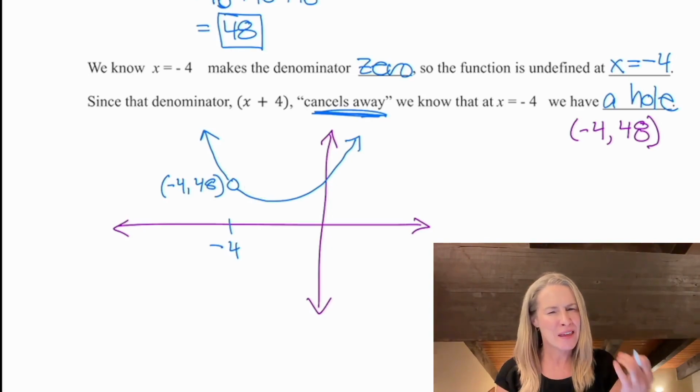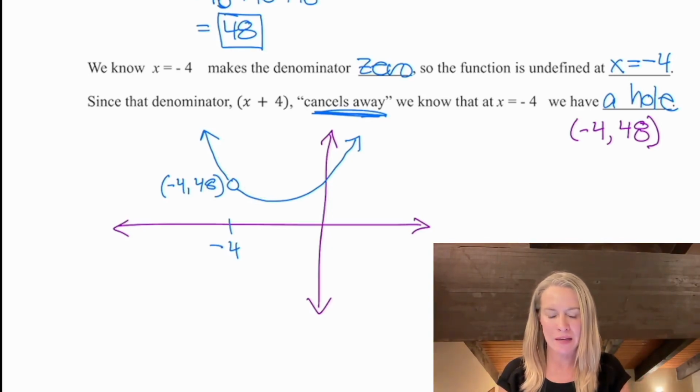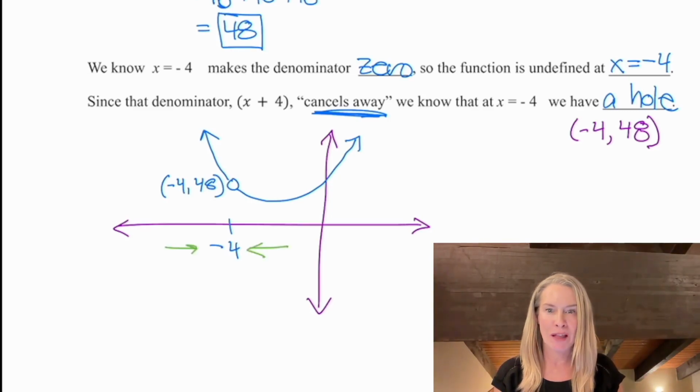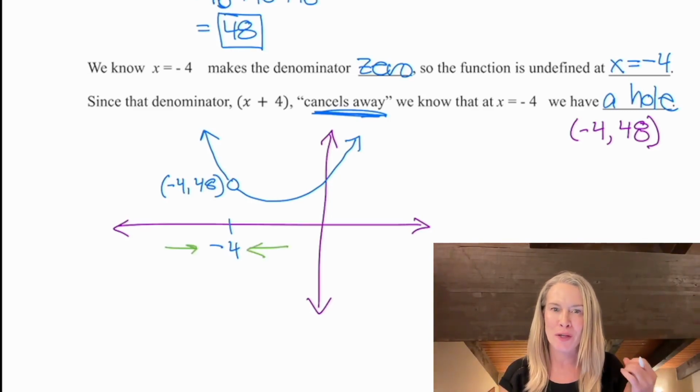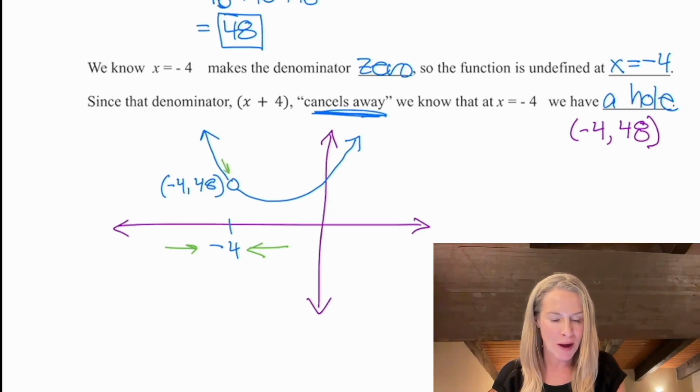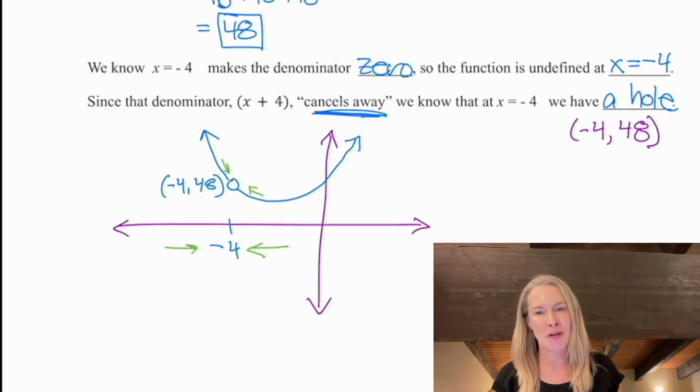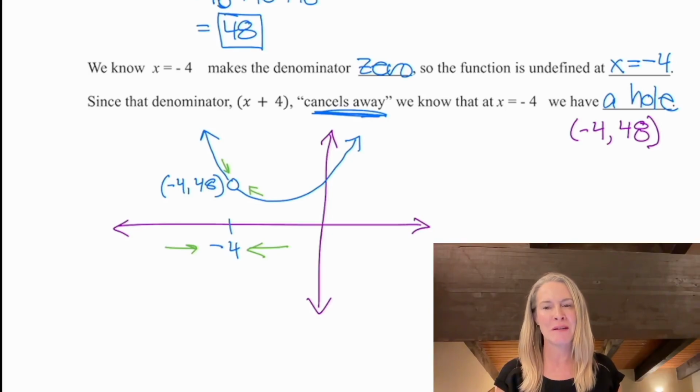And again, thinking about what a limit means, it means as x approaches -4 from both the left and the right hand sides, where is the graph heading? Well, from both directions, that graph is heading towards 48. So the limit is 48.